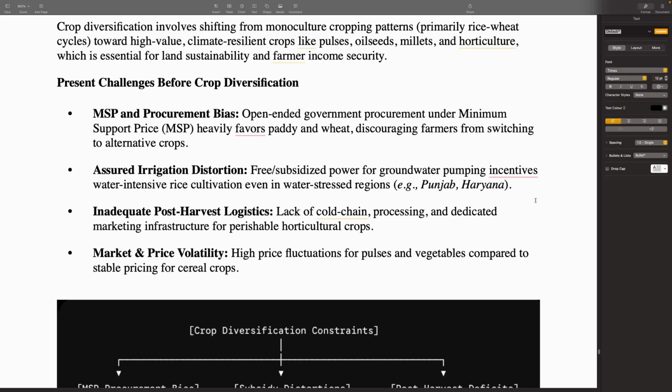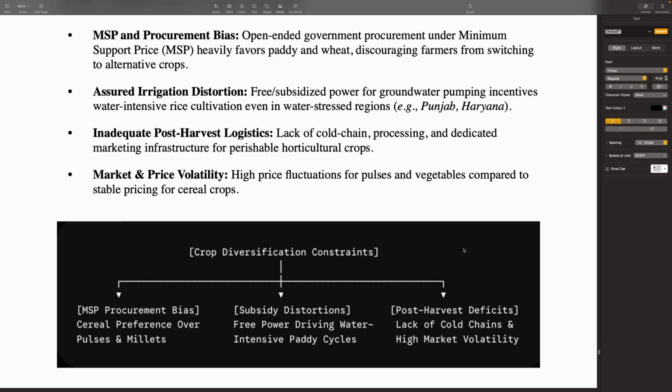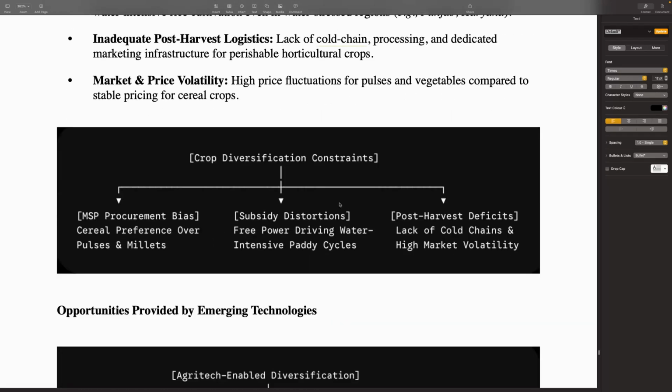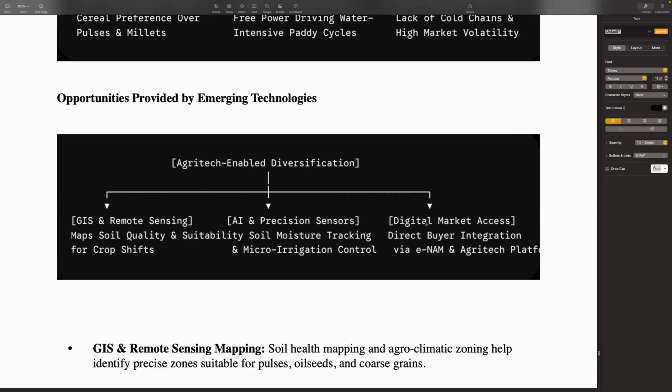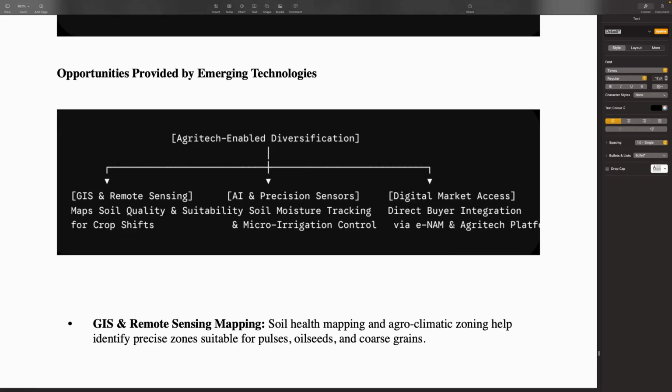Market and price volatility: high price fluctuations for pulses and vegetables compared to stable pricing for cereal crops. Crop diversification constraints: MSP procurement bias, subsidy distortion, post-harvest deficits. Opportunities provided by emerging technologies: agri-tech enabled diversification, GIS remote sensing, AI and precision sensors, digital market access.